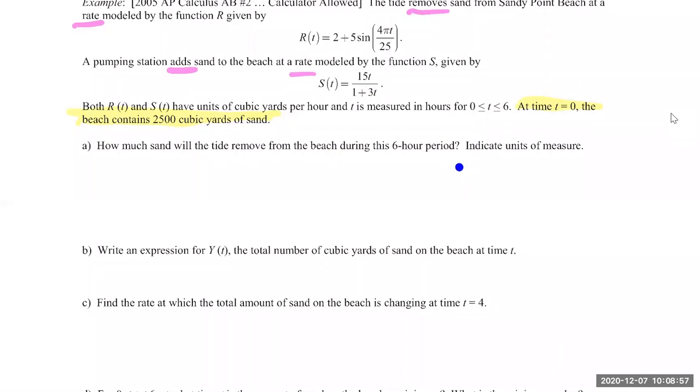Okay, can you type into the chat, which function would you be integrating, R of t or S of t, to answer this question? And what do you think your limits of integration would be for it? So what is the function, S or R? And then what are your limits of integration?